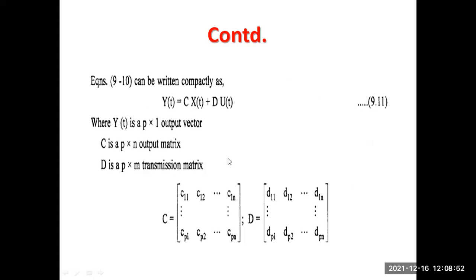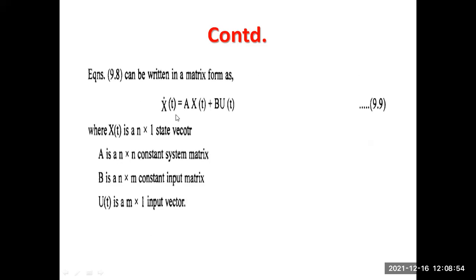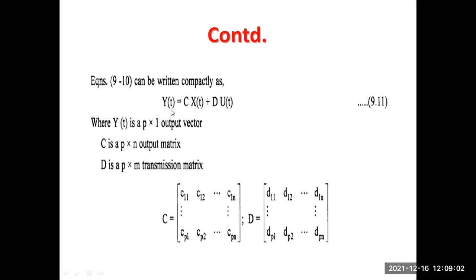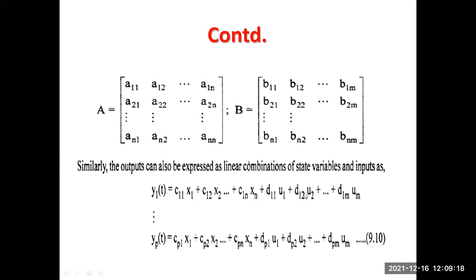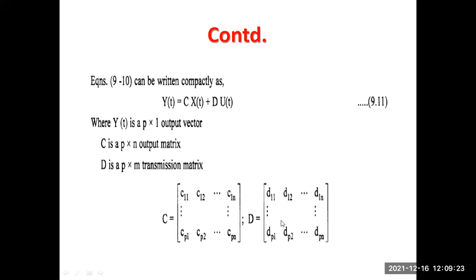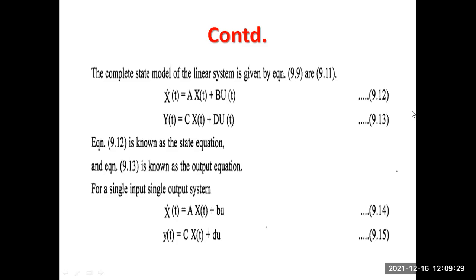So the input side is represented this way: x dot t equal to A x t plus B u t. This is the form which you have to remember. Similarly, the output vector y t equal to C x t plus D u t. Here C is made of all the c coefficients c11, c12, c1n, and cp1, cp2 up to cpn, and D is another matrix, d11, d12, d1m, and dp1, dp2, dpm, the coefficients of the input vector. This is how we can represent the output vector.